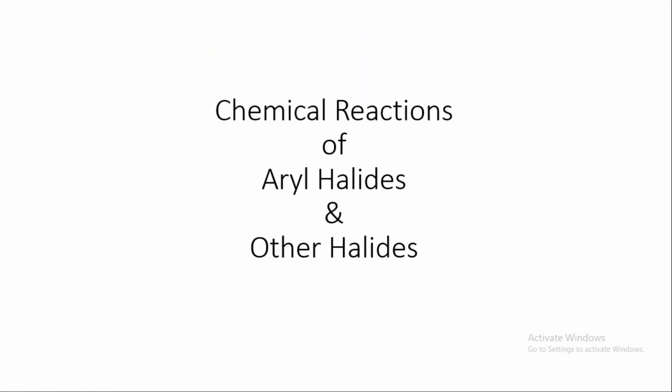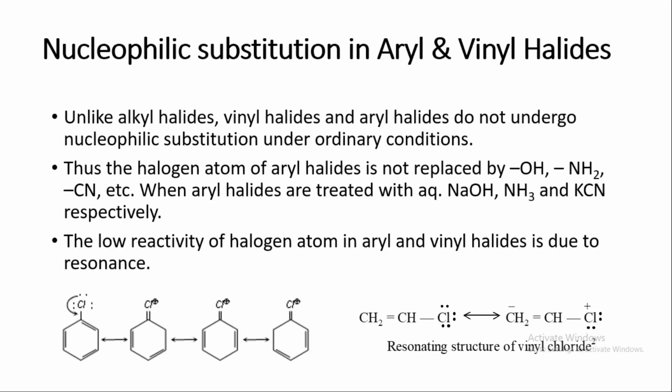Now let us see a few reactions of aryl halides, or we can say other halides. In aromatic halo compounds, substitution reaction is not easy. What is the reason for that? The reason is that halogen has 3 lone pairs. Due to resonance structure, the lone pair is not easily available, and due to that the substitution is not easily possible.